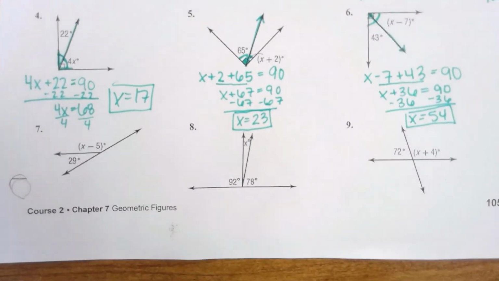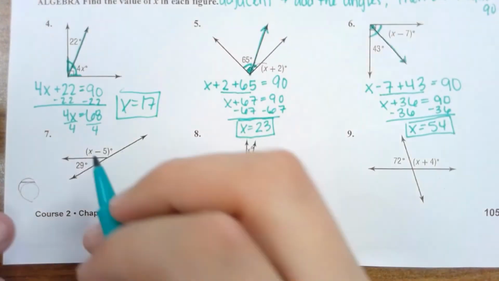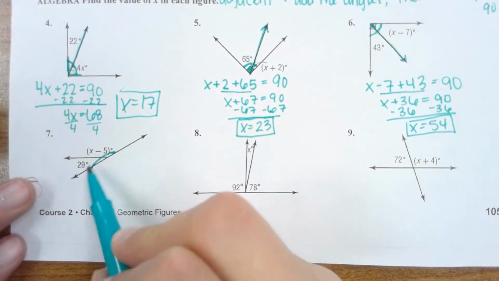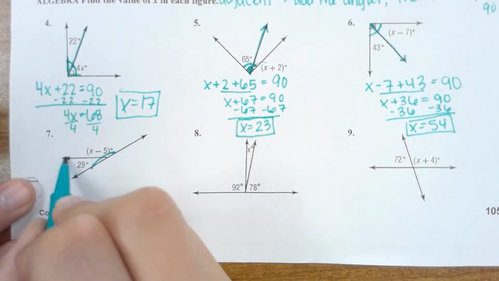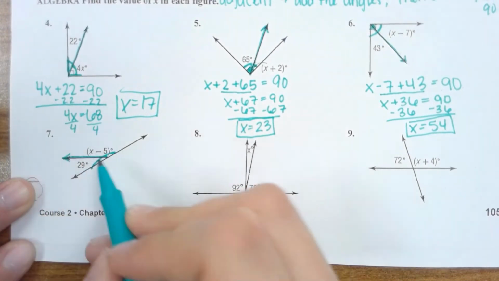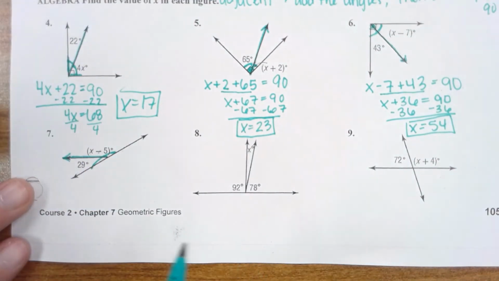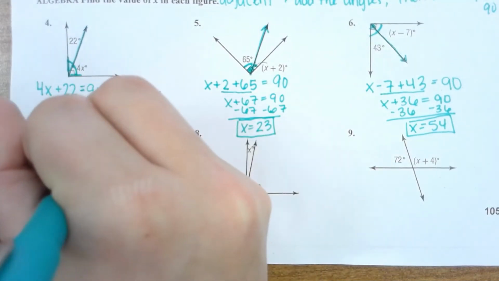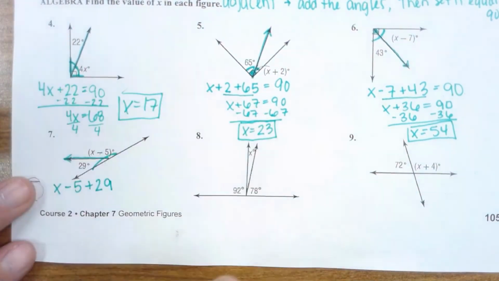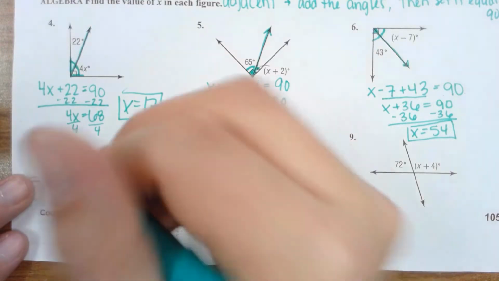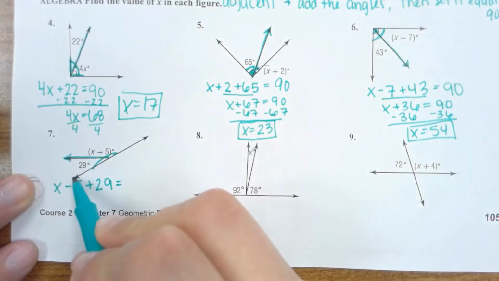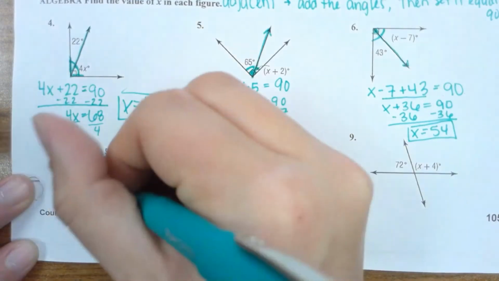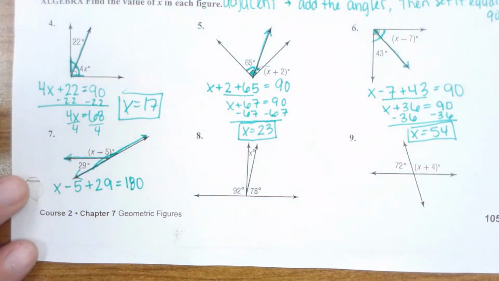All right, moving on to 7. For number 7, again, if I'm trying to solve for x and get x by itself, I need to notice what other angle I have, and the other angle is an adjacent angle because they're right next to each other and they share a common side. So again, if you're solving for x with adjacent angles, you just add the two angle measurements together: x minus 5 plus 29. And you set it equal to whatever they form. Notice how this time they're forming a straight line. A straight line is a 180-degree angle.